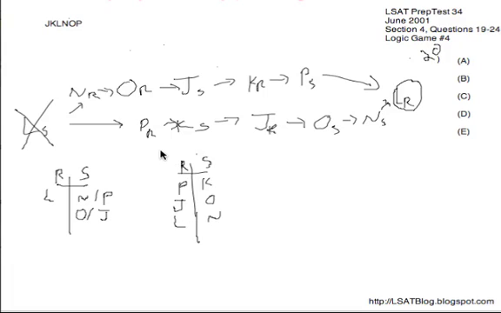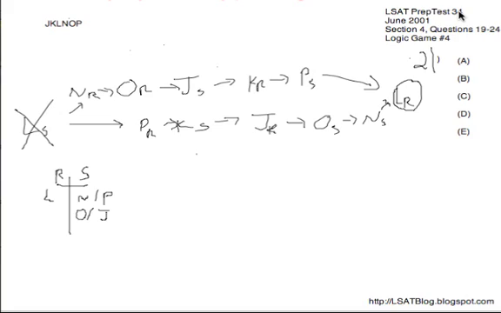Now when they ask us what must be true, we're simply going to run through the choices. J at R, yeah, we got it right there. A, we are good. K at R, no, K's at S, of course. L at S never happens, period, from the main diagram. D, N at R, no, N is at S, as you can see right here. E, O at R, again, O is at S, as you can see right there. So A by elimination if you didn't get it before.